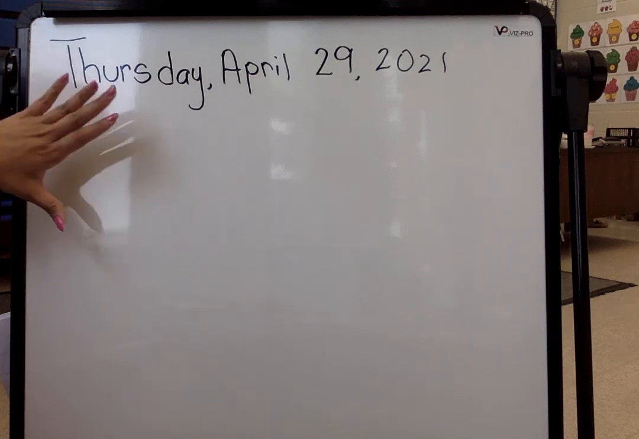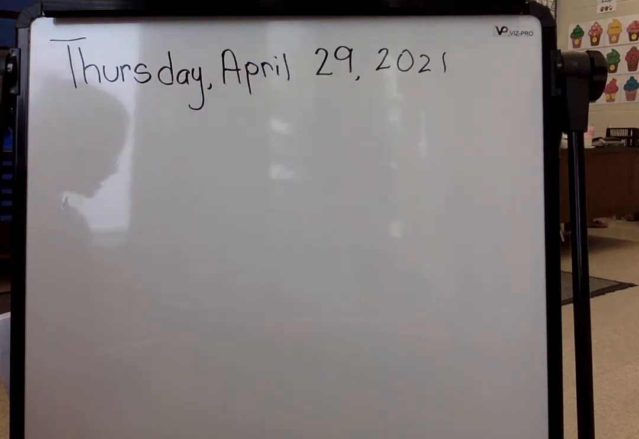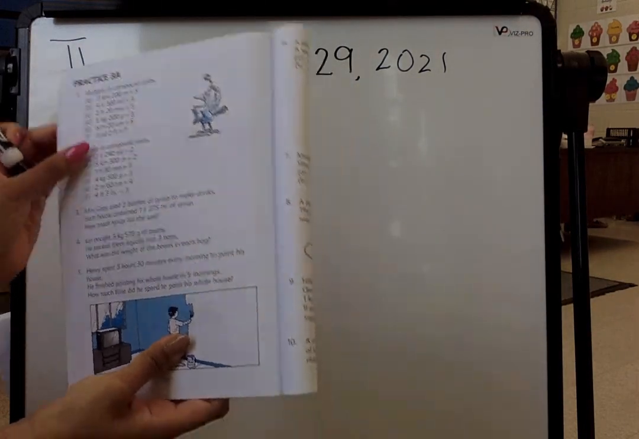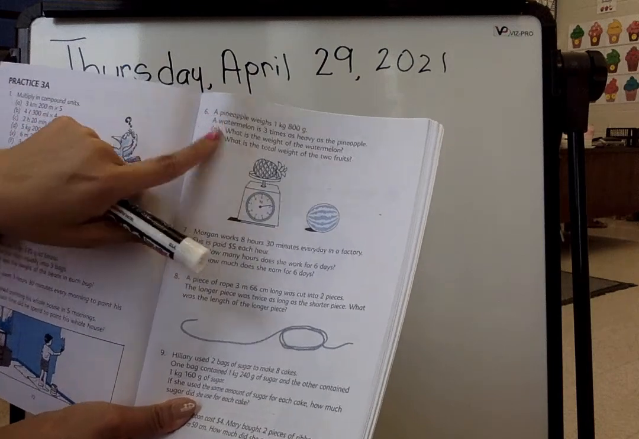Hi grade 4s, today is Thursday, April the 29th, and for your math today we are looking at practice 3A, pages 72 and 73. You are going to work on questions 3, 4, 5 and 6. So let's get started and open up our textbooks.